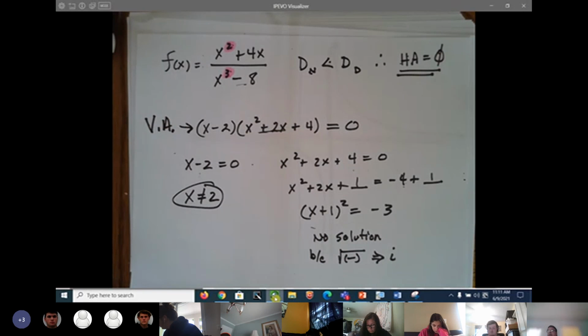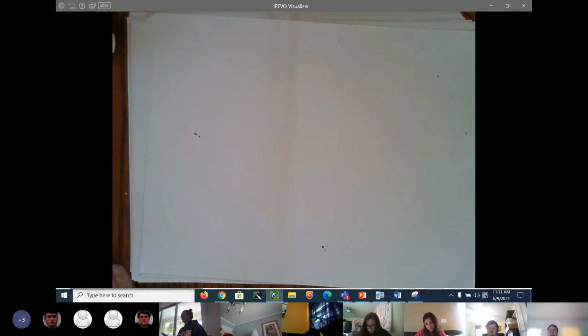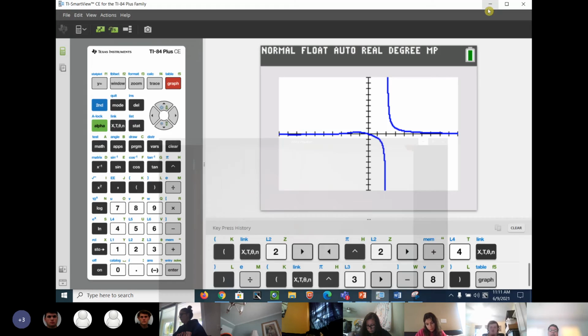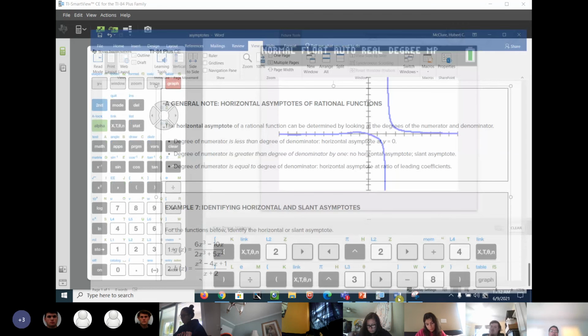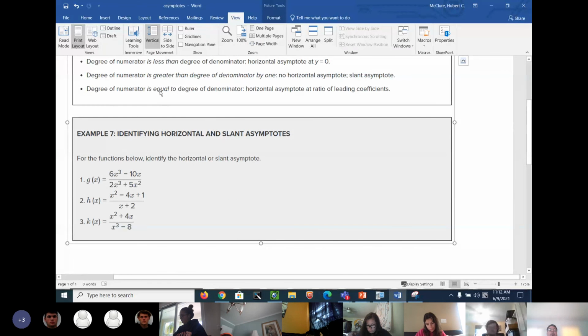Okay. Well, what if they're equal? Well, let's look at the example and see which one is equal. Pull up our example here. Looks like the first one is equal. And if the degree of the numerator is equal to the degree of the denominator, the horizontal asymptote is the leading coefficients.